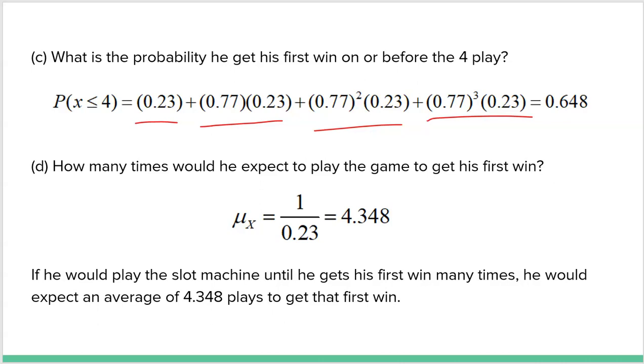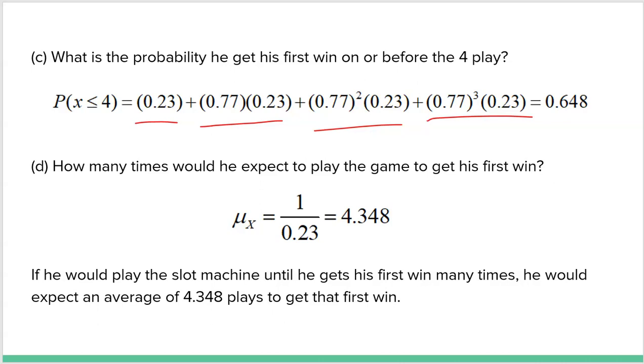So we get 4.348. And a lot of kids say, well, you can't play the game 4.348 times. I know that, guys. It's a mean. It's just like LeBron James is never going to score 27.2 points a game. That's just his mean. He can only score 27 or 28 or 19 or 18 or 35 or who knows. It's just an average, right?